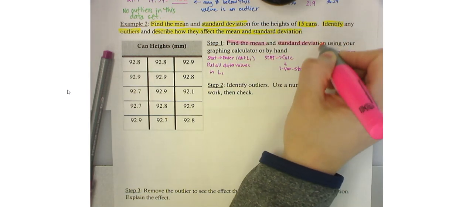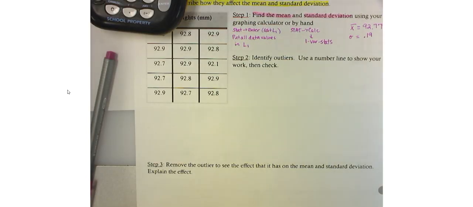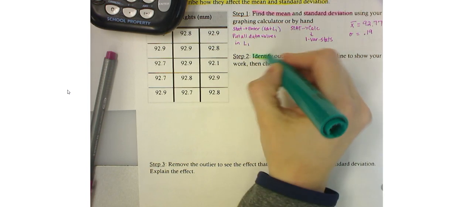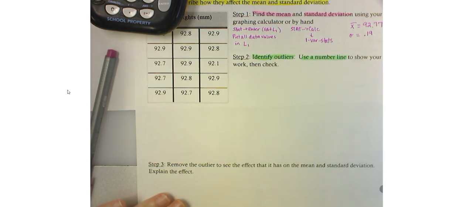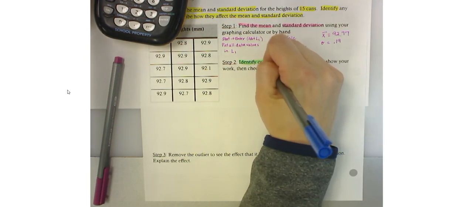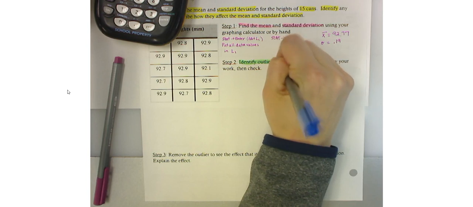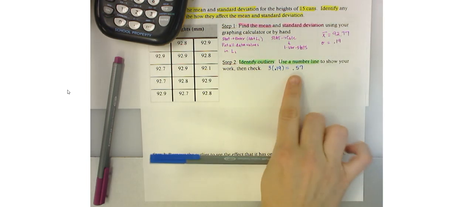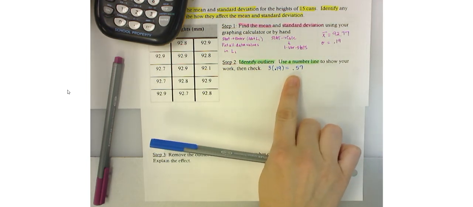Okay, and then you are going to use your number line. So to identify your outliers, we are going to multiply the standard deviation by 3. All right, so the 0.57. And that's what we're going to add to the mean. So it says use the number line to show your work, so that's what we're going to do. Number line, and remember what goes in the middle of the number line? Your mean. Why you gotta be so mean?